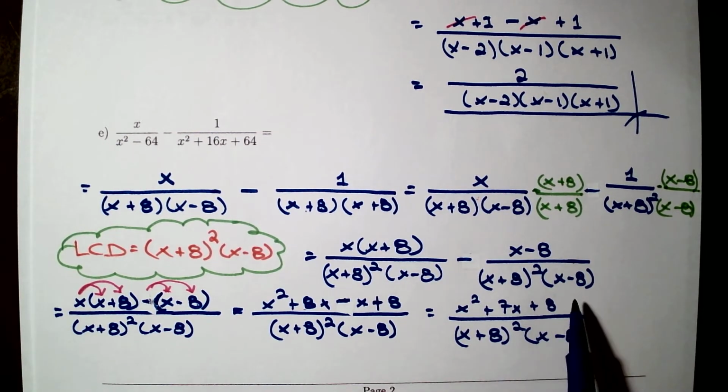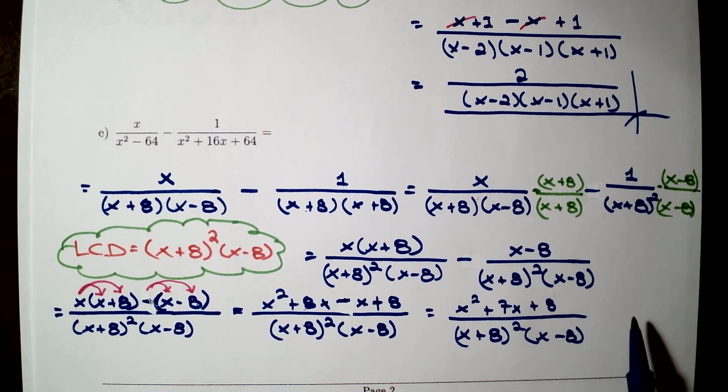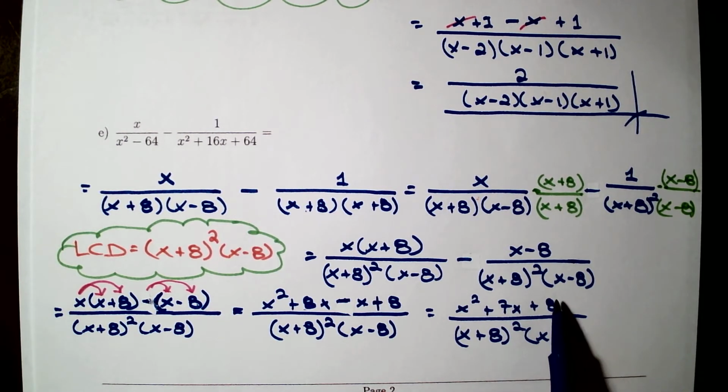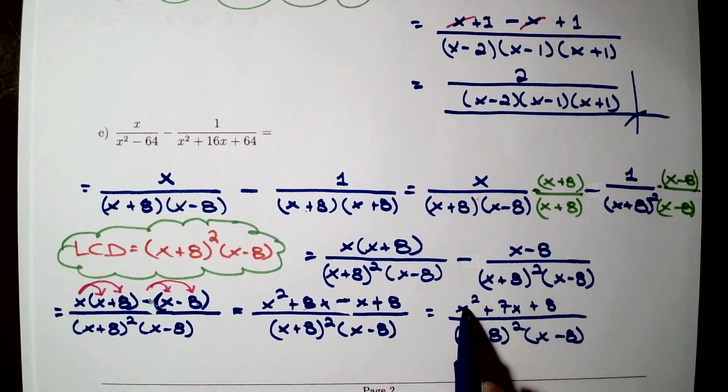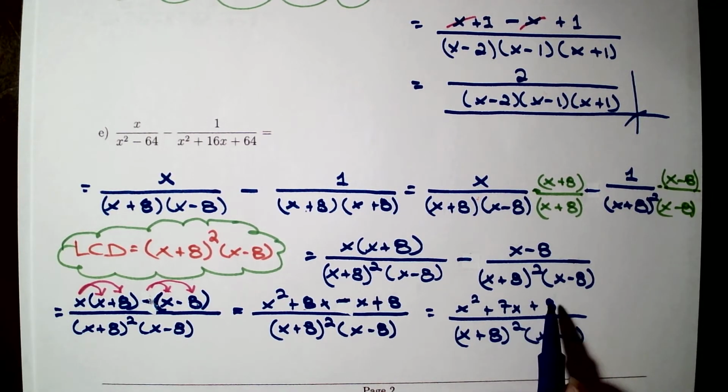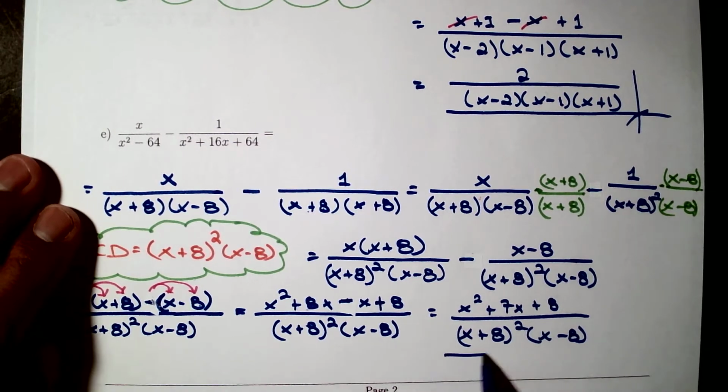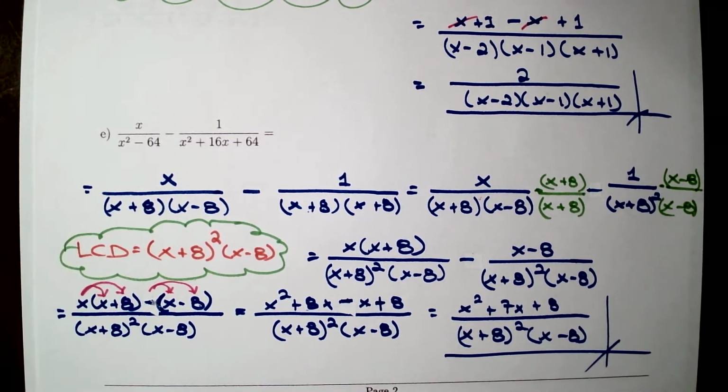Now in this case, we are essentially done with combining the fractions together. However, we may need to factor the numerator to see if we can divide out with any of the factors. However, if we try to use the double bubble method on x squared plus 7x plus 8, factors of 8 that add up to 7, it's impossible to do. So in this case, we can call it a day for that example.